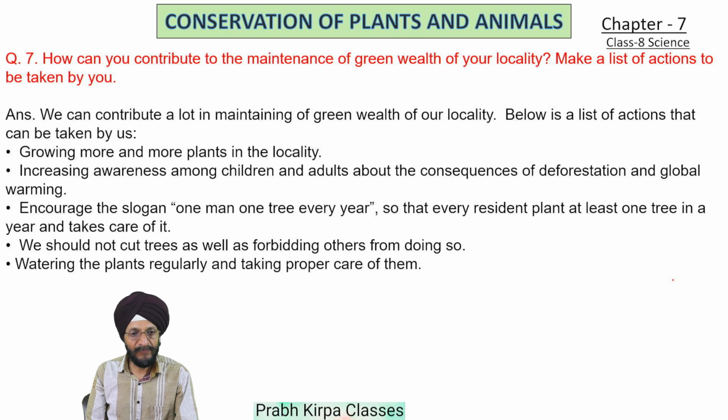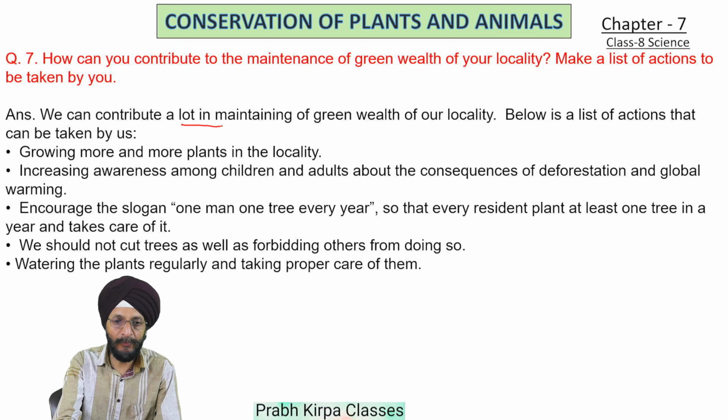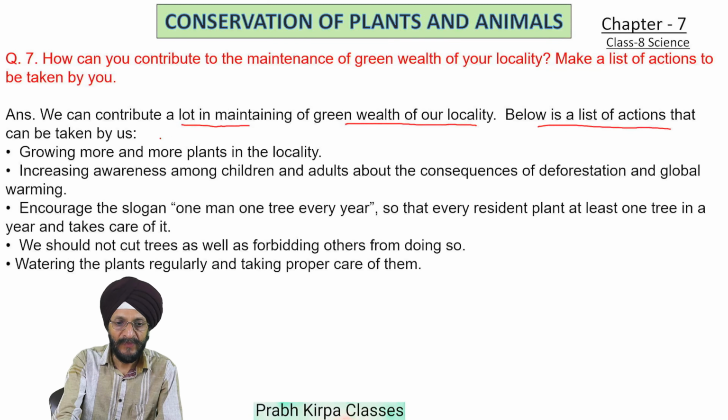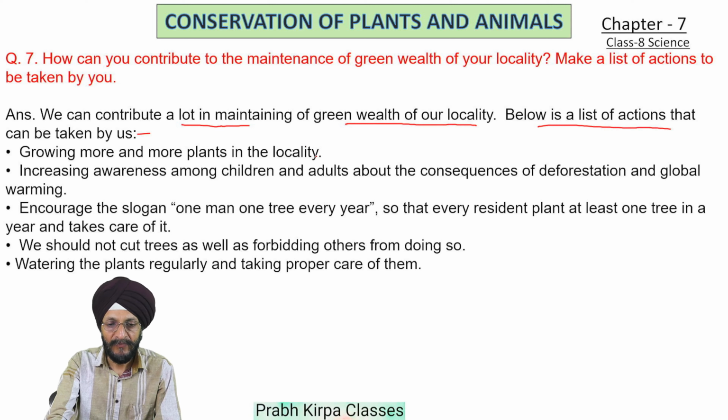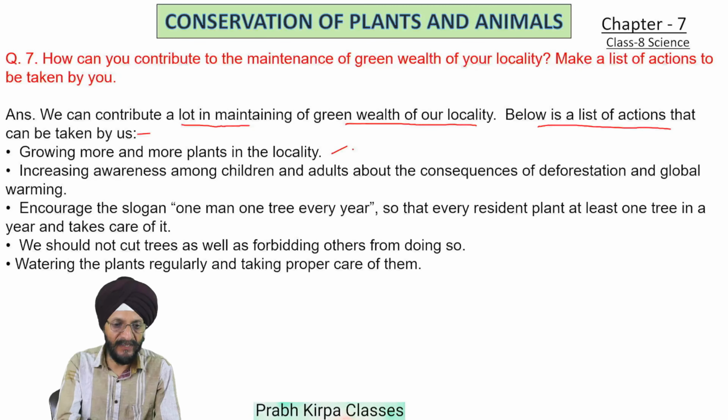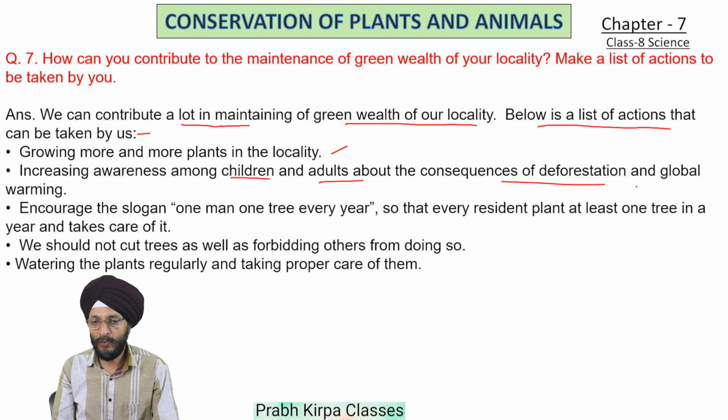Next, question 7. How can you contribute to the maintenance of green wealth of your locality? Make a list of actions to be taken by you. Answer: We can contribute a lot in maintaining the green wealth of our locality. Below is a list of actions that can be taken by us. First is growing more and more plants in the locality. Second, increasing awareness among children and adults about the consequences of deforestation and global warming.